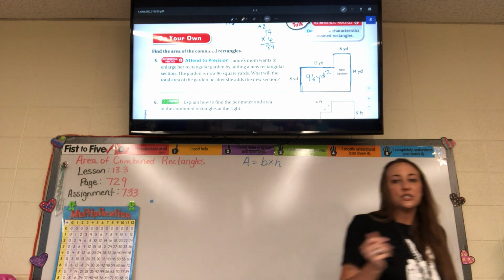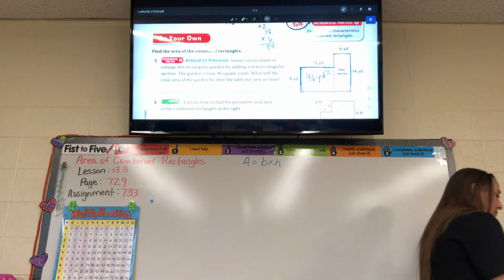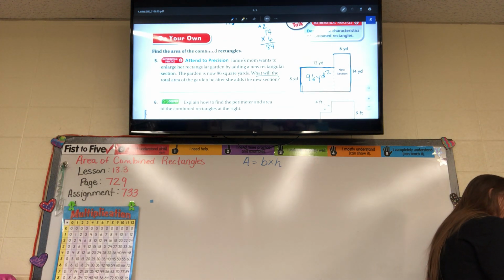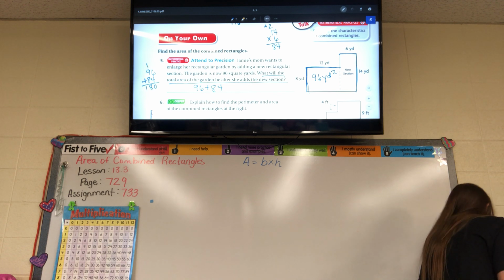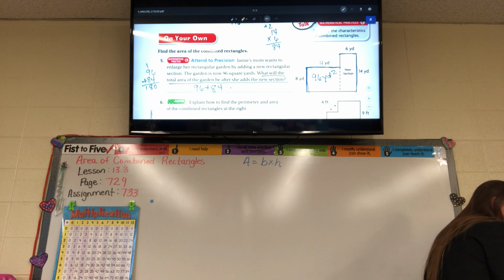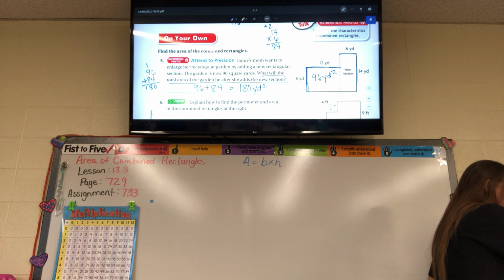So the new section's going to be 84, but it wants to know what the total area will be after she adds the new section. So we are adding 96 plus 84. So let's do that in this margin over here. 96 plus 84 is going to be 180 yards squared. Okay.